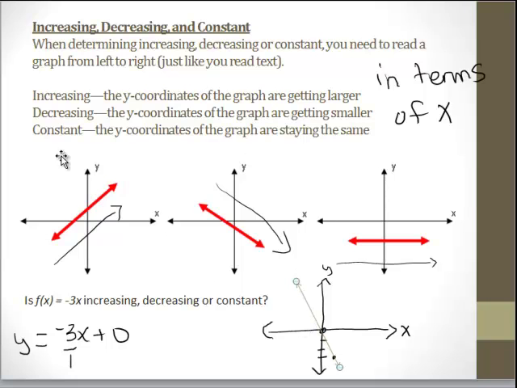right? So just based on that, what is this function doing? Is it increasing or decreasing or constant? It's falling from left to right, so that means this one is decreasing.